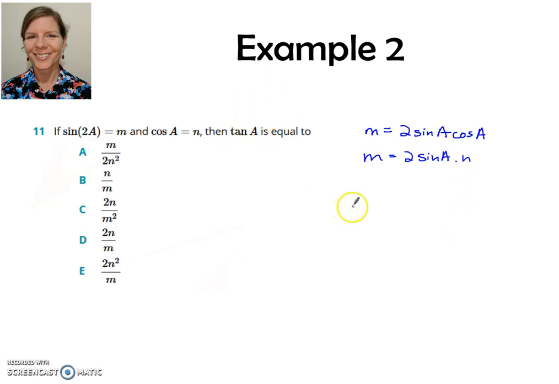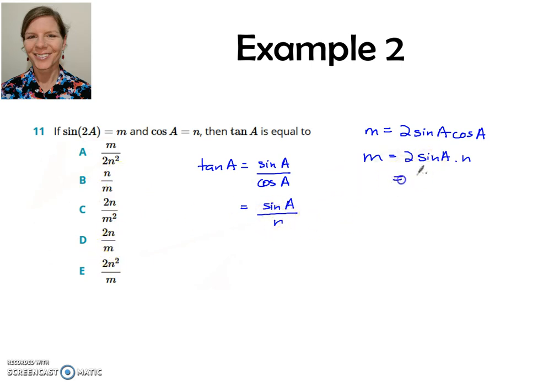We haven't said anything about tan yet. Luckily we know that tan is sin over cos. Tan a equals sin a over cos a. Again we know this is n, so sin a over n. Because we know that the answer can't have a sin or cos in it, we're trying to get rid of these.